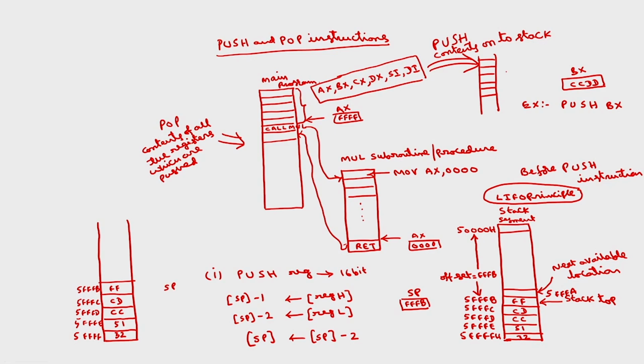Now what happens is push B. Right after this push instruction, the starting of this one will be somewhere here. This is the stack segment, so the initial address is 50,000H. After the push instruction, what will be the status?